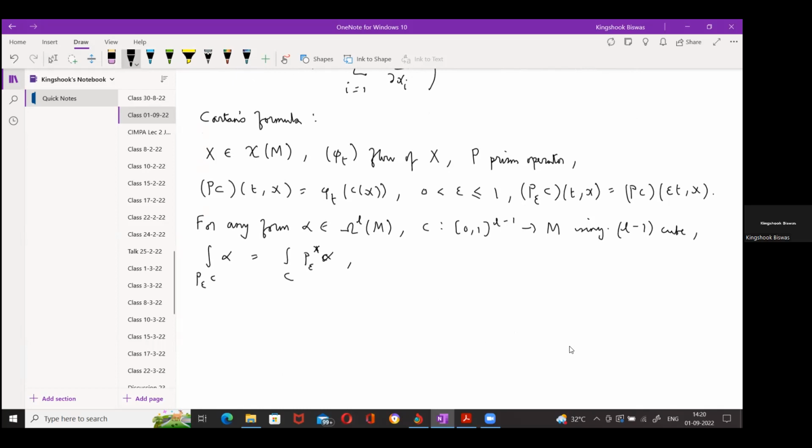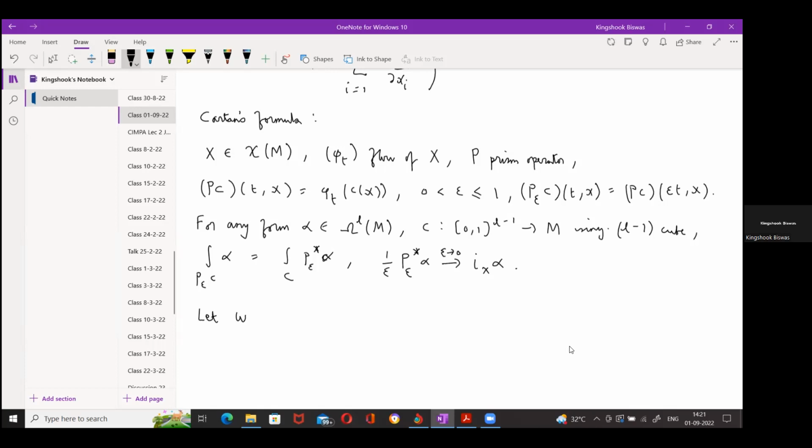Okay, and 1 over epsilon P epsilon star alpha, this converges as epsilon goes to 0 to the interior contraction I_X alpha, right? We saw this. Yes? Okay.